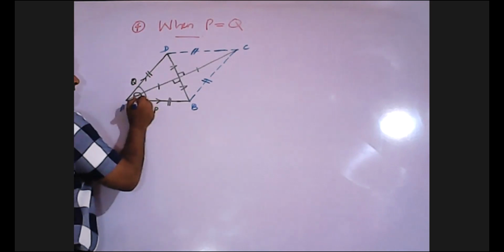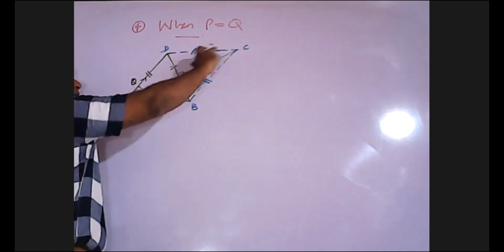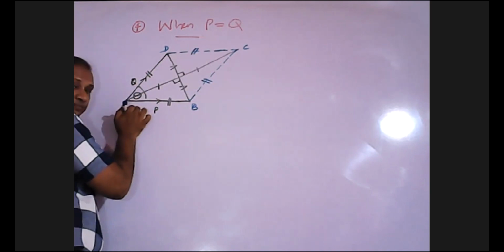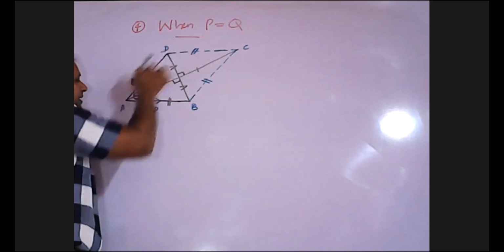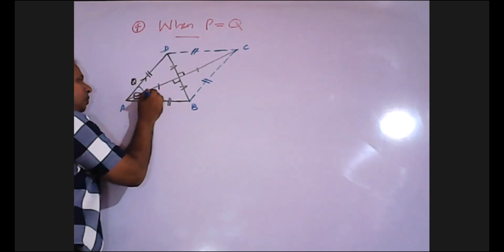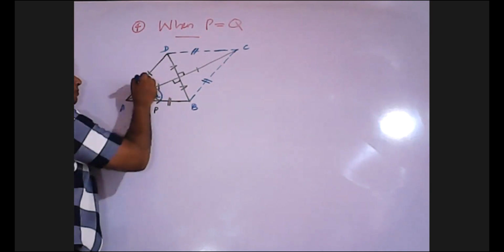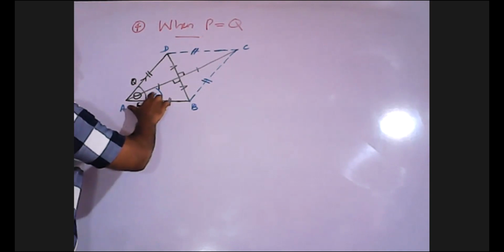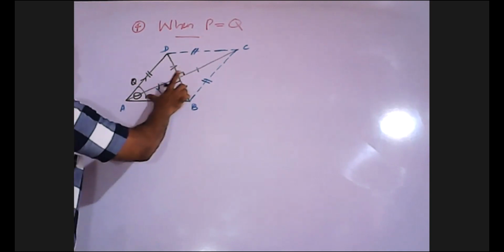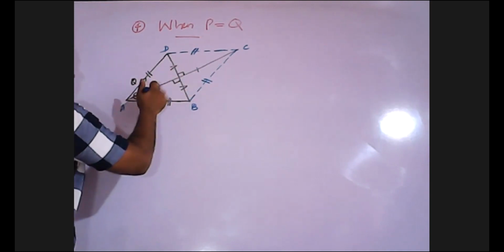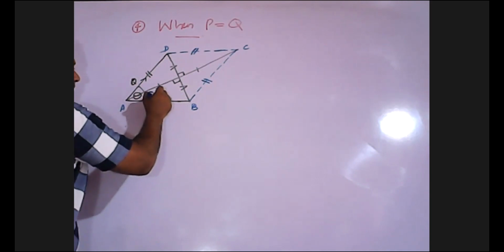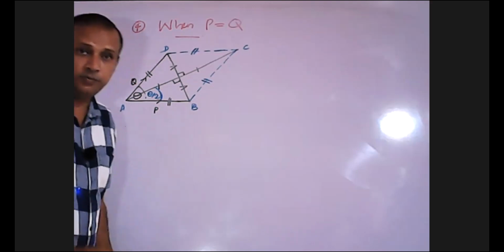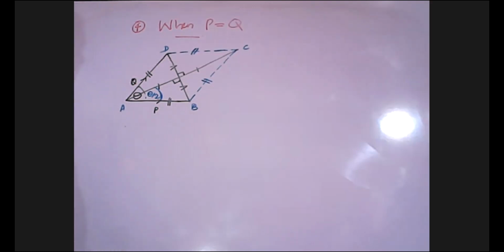And through this AC diagonal, this angle, the DAB angle, is also divided into two equal parts. This is a bisector of this angle too. This is theta over 2. This is theta over 2.